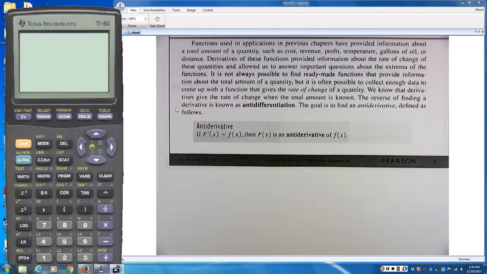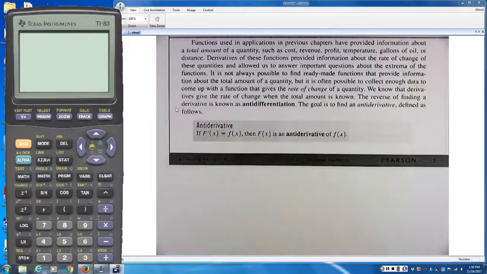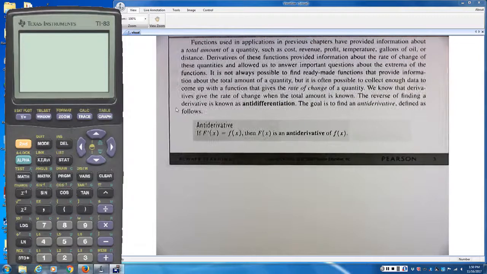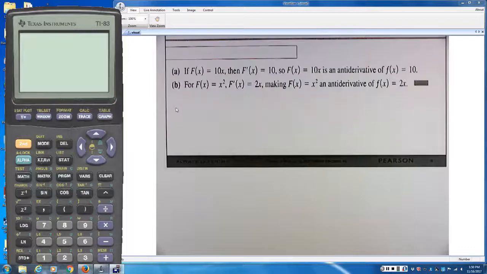Basically, if I just put this in a nutshell, because you've got this part in your notes, an antiderivative says basically if capital F prime of x is equal to some function, then capital F of x is referred to as the antiderivative of the function. We'll see how that works. It's really not a hard process.